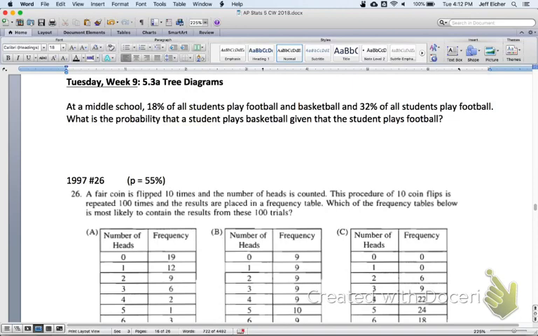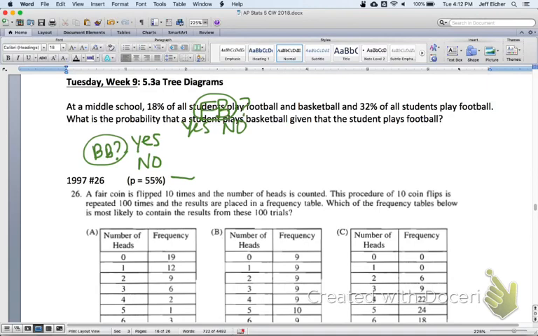Let's see. Do I have enough space? I guess we'll find out. So on this side we'll put yes and no. Yes and no. And that'll be if they play basketball. Basketball, question mark? Yes or no? And up here we'll put yes and no. Yes and no. And that'll be football, question mark, basketball, question mark.